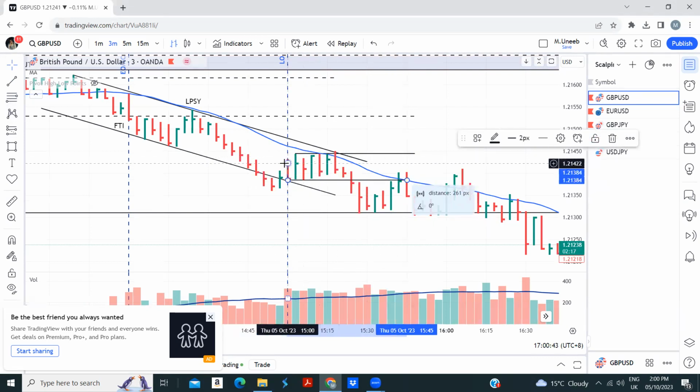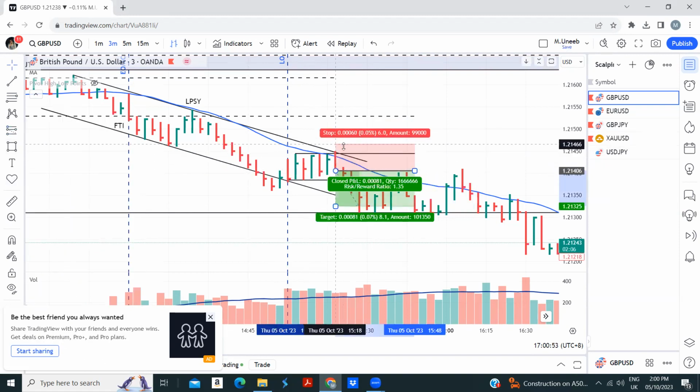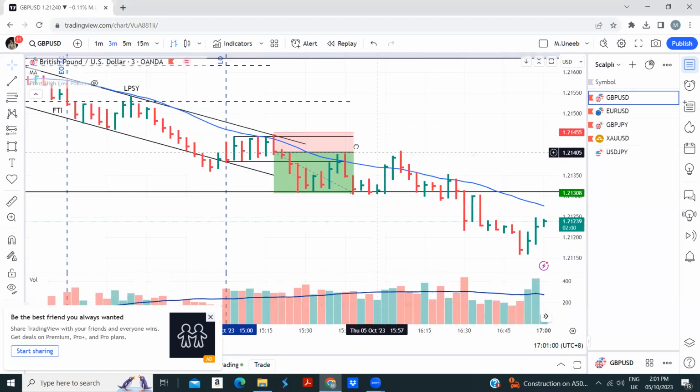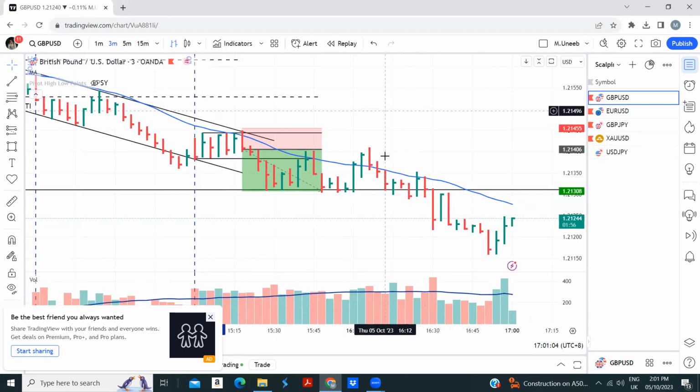We return back to the range, okay? And then we see this rejection bar here, right? So what we're gonna do, we're gonna take this trade, okay? And we're gonna place a stop loss right over here. And this is that trade here, okay? 2R. So once we have this 2R here, this is a second trade, all right?